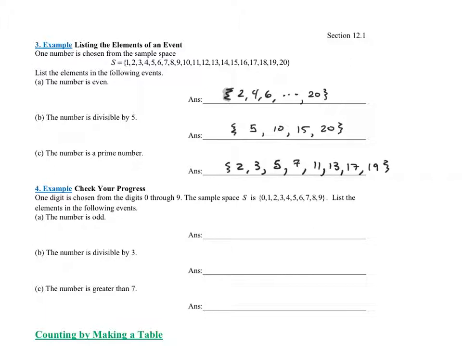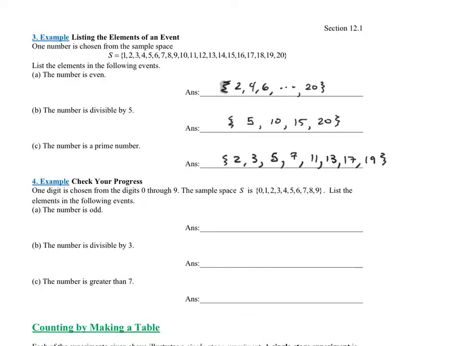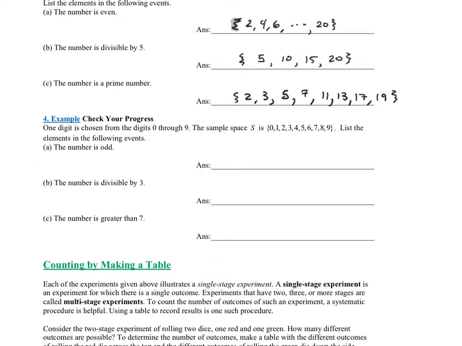Moving on to the next one, it says, one digit is chosen from the numbers 0 to 9. Your sample space is 0 to 9. What if we wanted to know the probability of picking an odd number? Well, we need to know the odd numbers. The odd numbers would be 1, 3, 5, 7, and 9.